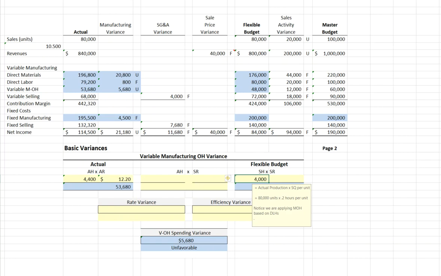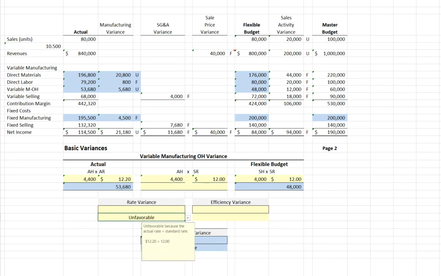Our standard hours, again, 80,000 hours, which was our 80,000 units, times 0.2 hours per unit for 4,000 hours. Multiplying that by our predetermined overhead rate, or standard rate of $12 an hour, gave us our $48,000, which is what we would have expected to spend for variable overhead. Let's go ahead and calculate our center column. We take our actual hours, 44,400, times our $12 standard rate.